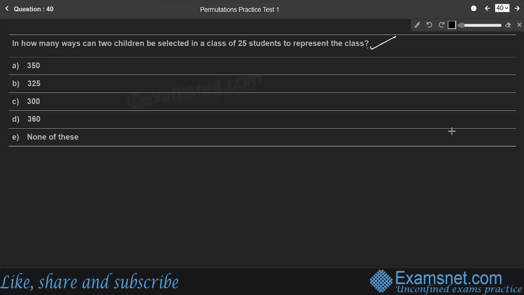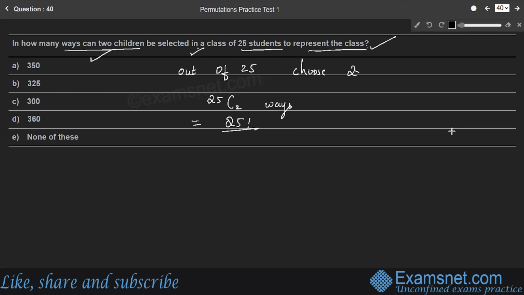Question number 40. In how many ways can 2 children be selected in a class of 25 students to represent the class? So here the meaning of the question is, out of 25 students, you have to choose only 2 students. Choose 2 students, which means 25C2 ways. In 25C2 ways, you can select 2 students out of 25. So 25C2 is nothing but factorial 25 divided by factorial 2 into factorial 25 minus 2.